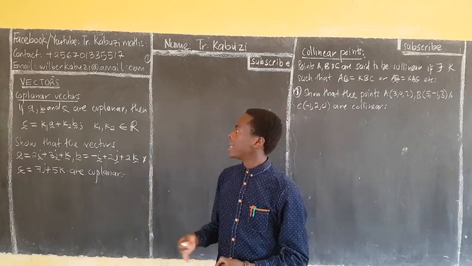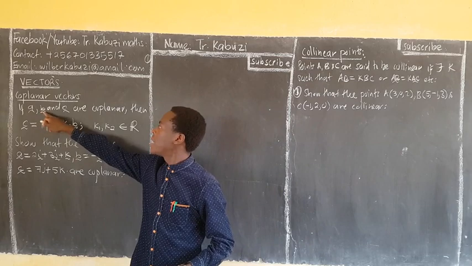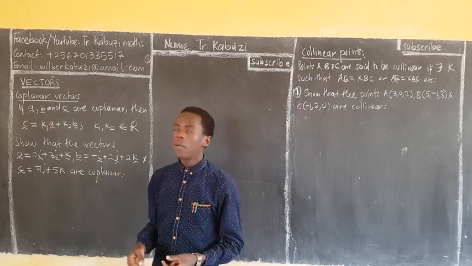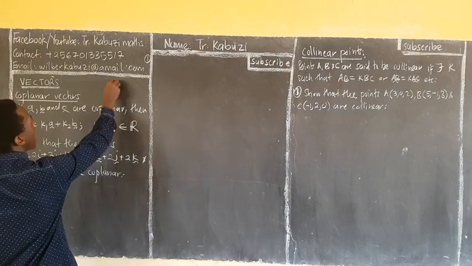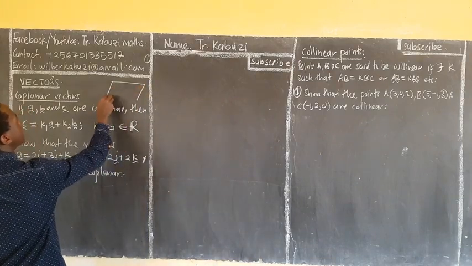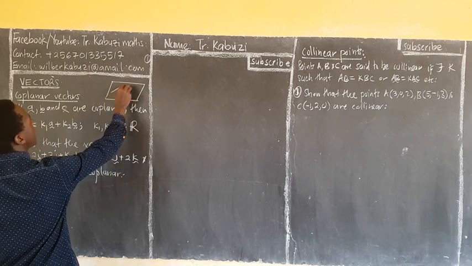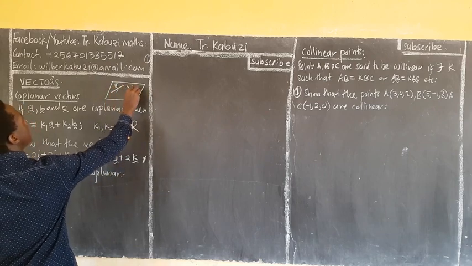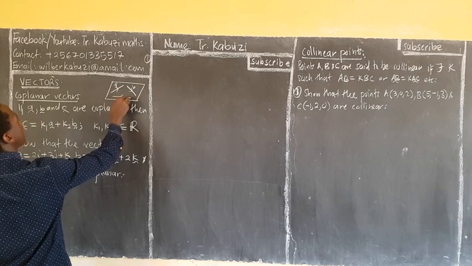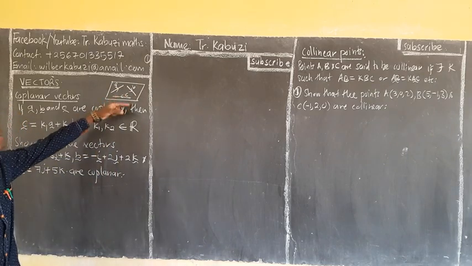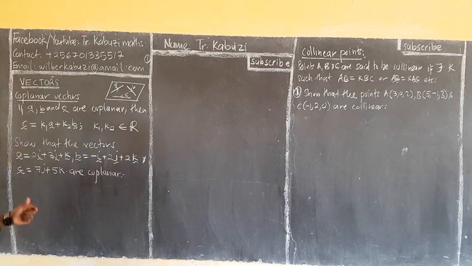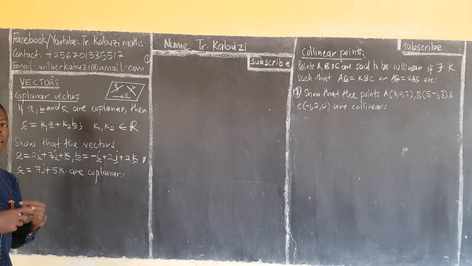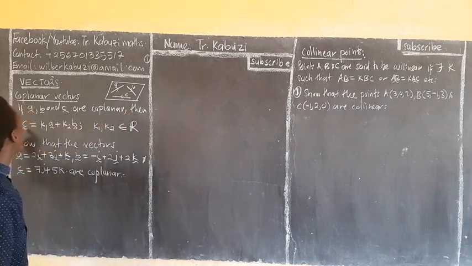Now, if vectors A, B, and C are coplanar, it means that they are in the same plane. Assuming I have a plane like this, I assume that there is a vector A, a vector B, and a vector C. If they are in the same plane, we say that they are coplanar.